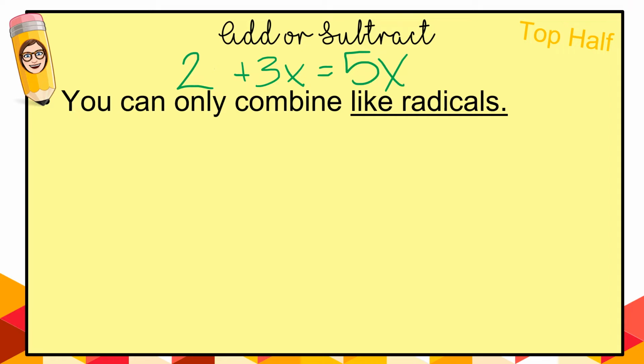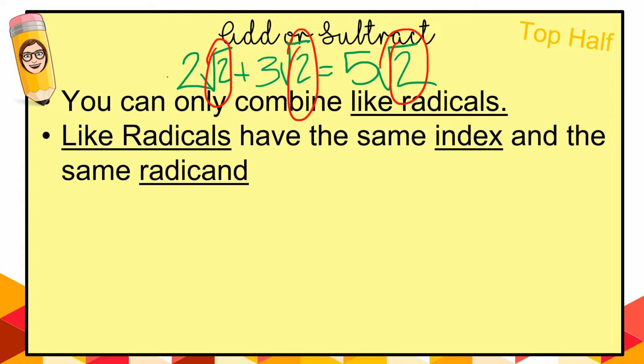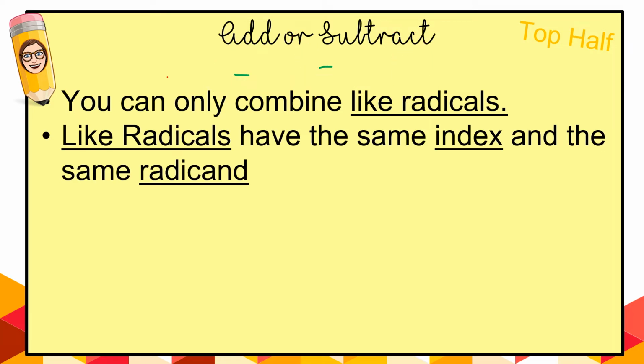Well, watch this. We can keep the same idea, but let's just change this to 2 radical 2's, 3 radical 2's, so I now have 5 radical 2's. So if I'm saying they're like, that means they need to have the same radicand. So let's identify that. What makes a like radical? A like radical has the same index and the same radicand.